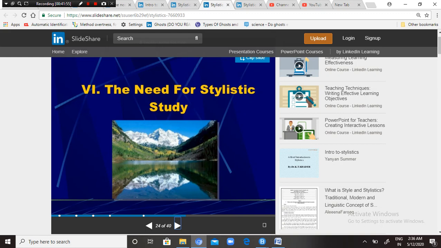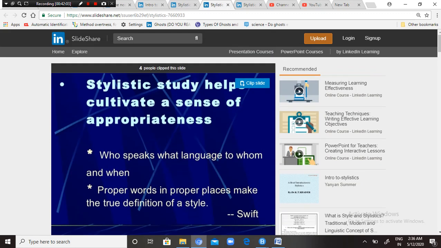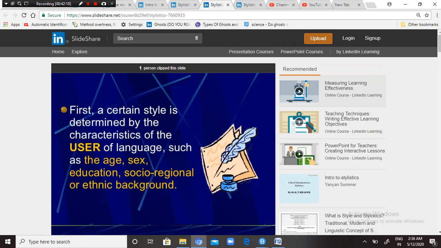Okay, the need for stylistic study. Why do we learn stylistics? Stylistic study cultivates a sense of appropriateness: who speaks what language to whom and when. Proper words in a proper place make the true definition of style. Okay. First, style is determined by the characteristics of the user of a language, such as age, sex, education, social, regional, or ethnic background.